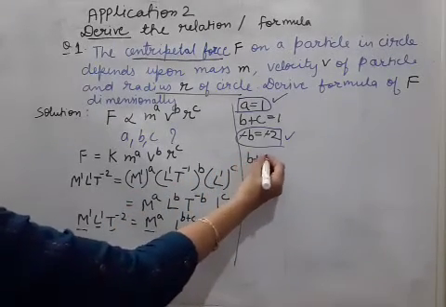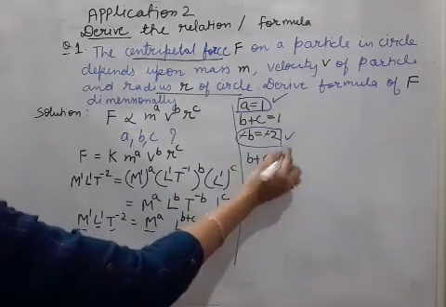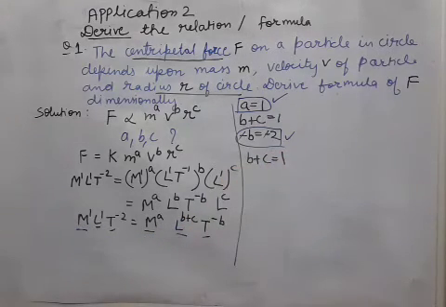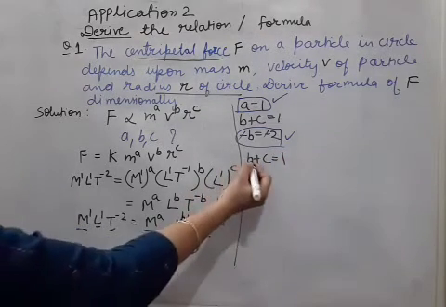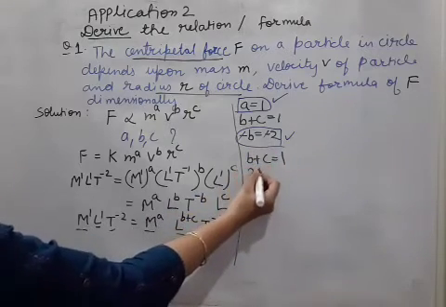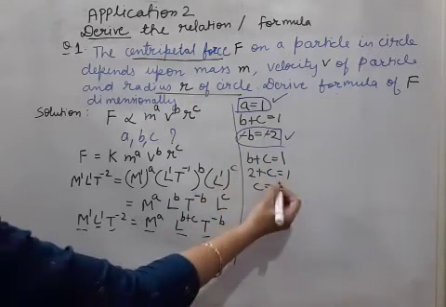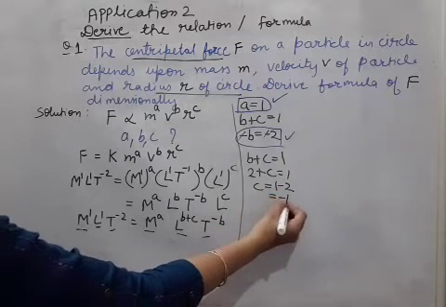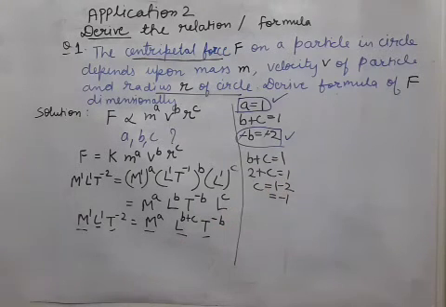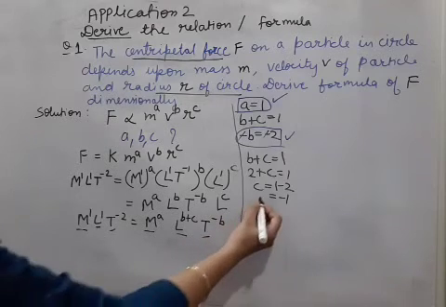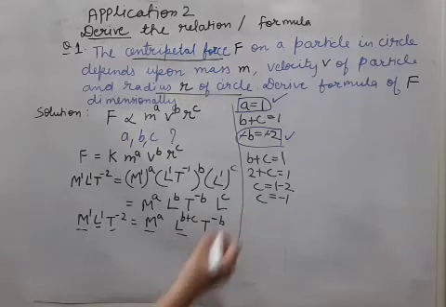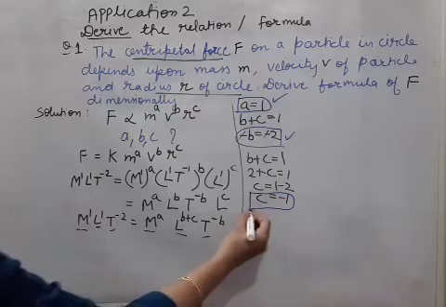For solving it, we have to use the equation B plus C equal to 1. We know B equal to 2, so we substitute it here. This 2 will shift over and become minus, so it will become minus 1. So the C answer is also obtained. This is the third answer.